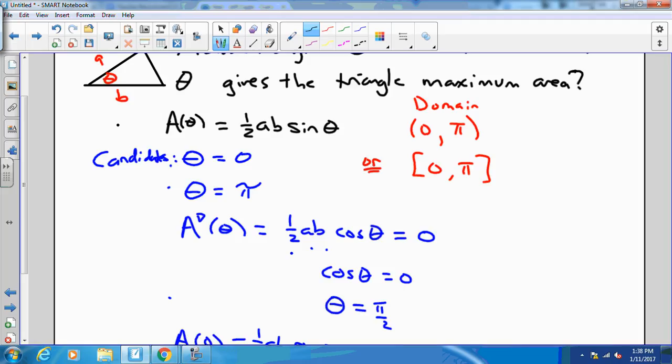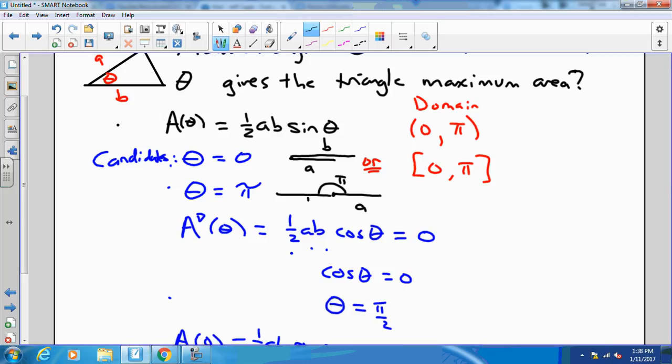We had these 3 candidates, 0, pi, and pi over 2. And they correspond to triangles that look like this. If theta is actually 0, then what I have is no triangle at all. I have a degenerate triangle in which A and B overlap each other. And so it has 0 area. Oh, that makes a whole lot of sense.